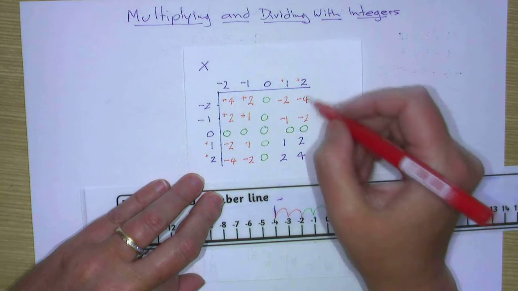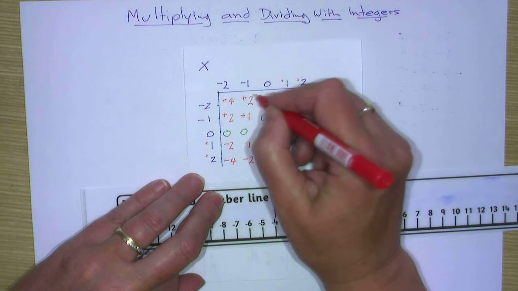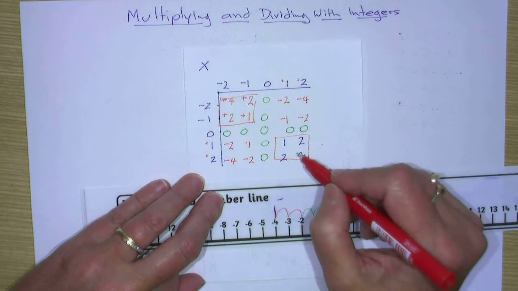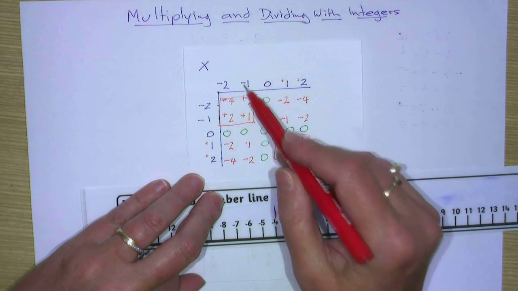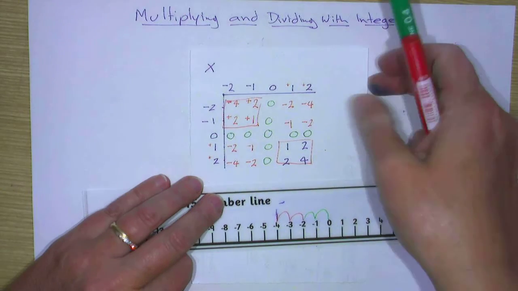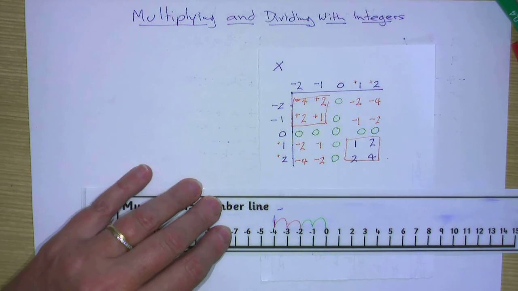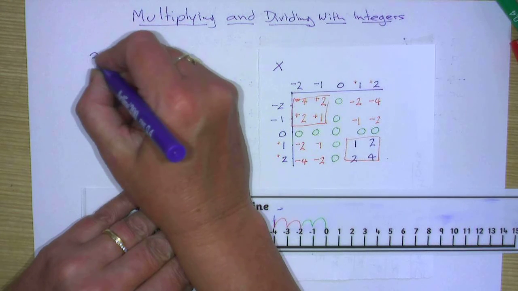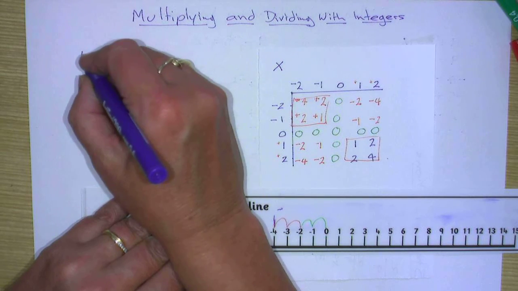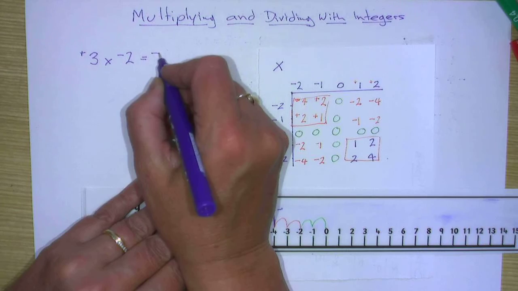So you can see here, when we have a positive times a positive, here and here is our negative times a negative. When our signs are the same, our results are positive. When the signs are different, our results are negative. So using that as our guide, if I give us the sum 3 times minus 2, 3 is positive, times a negative. A positive times a negative gives us a negative answer.